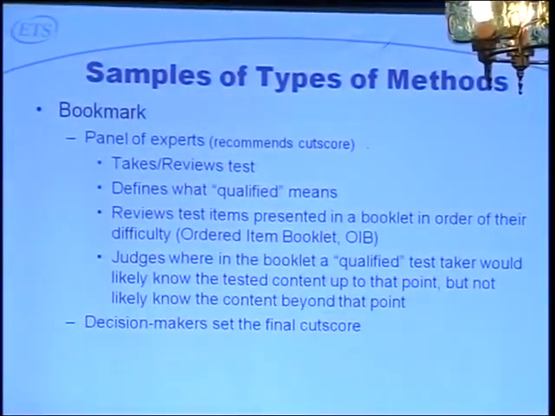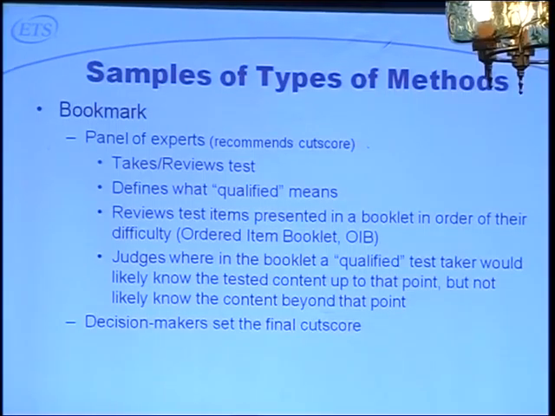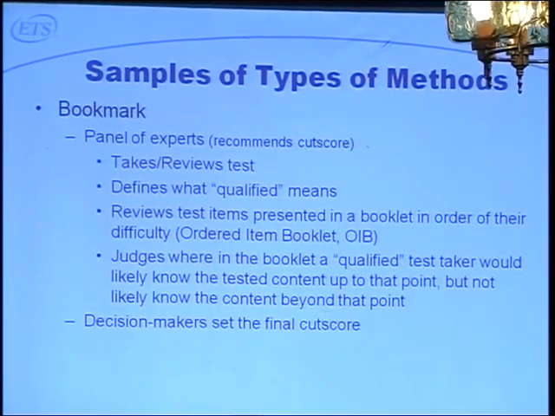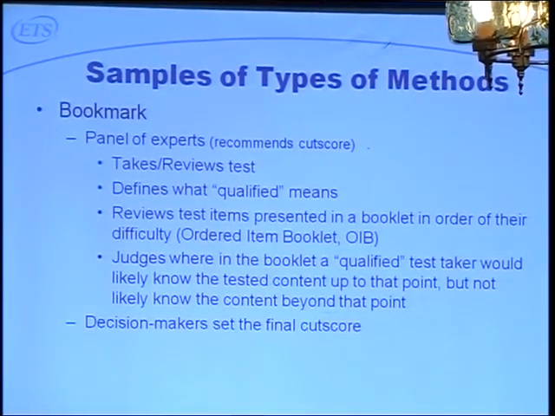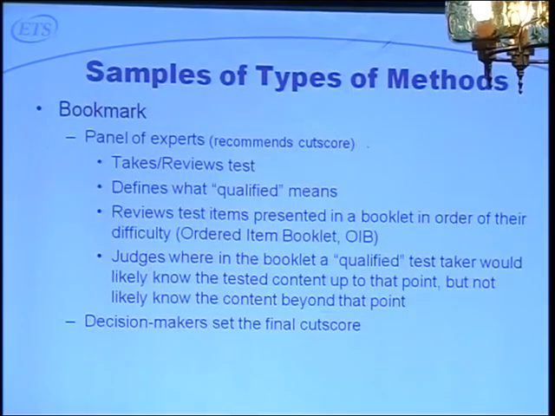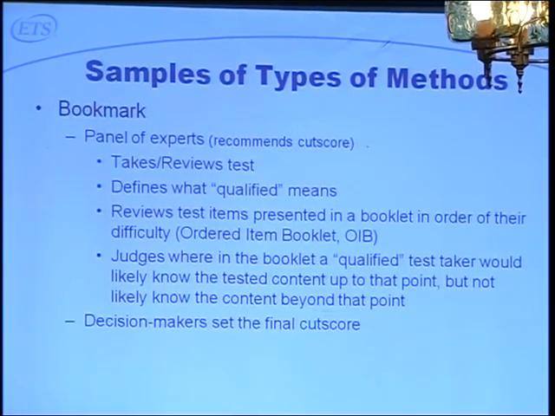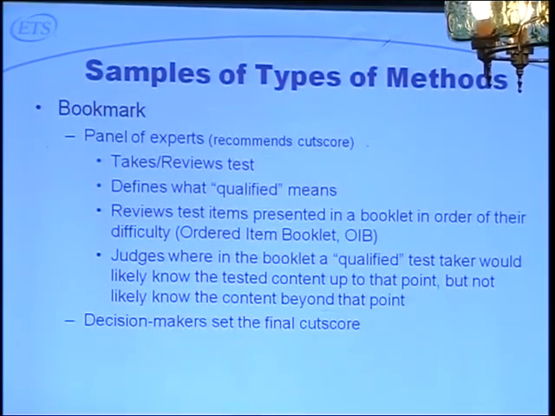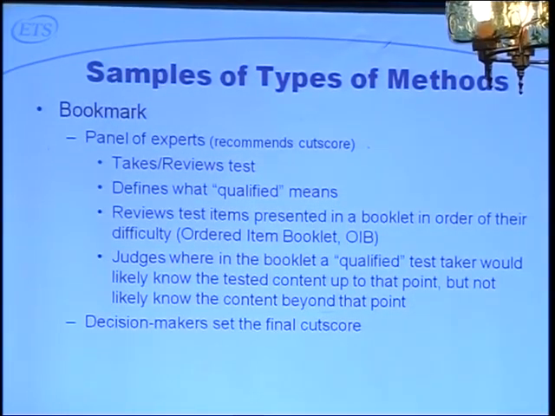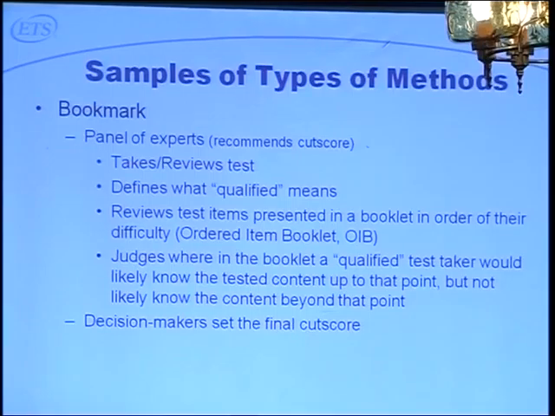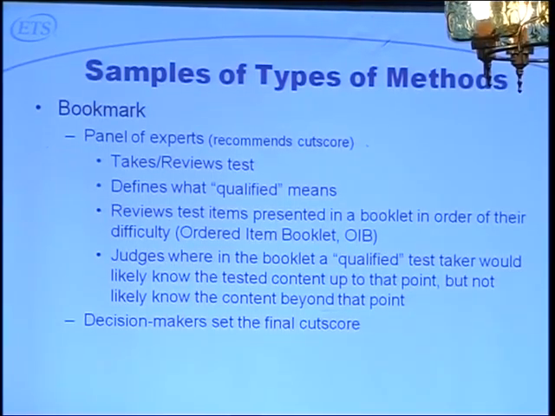So instead of every panelist giving, if you had a 100 item test in the Angoff method, you would have 100 ratings, right? If you had 2 cut scores, you'd have 200 ratings for Angoff. But with bookmark, you have just 1 rating for each performance level. So I wish I had a book, but I don't have a book. Oh, here's a book. Okay.